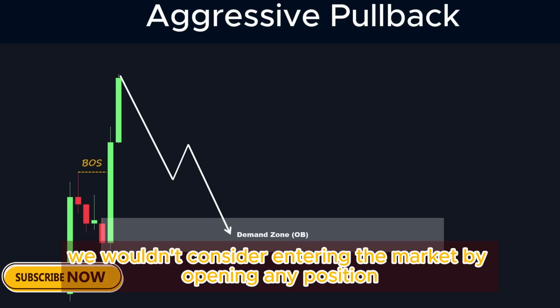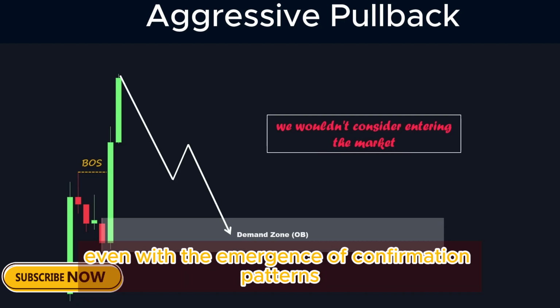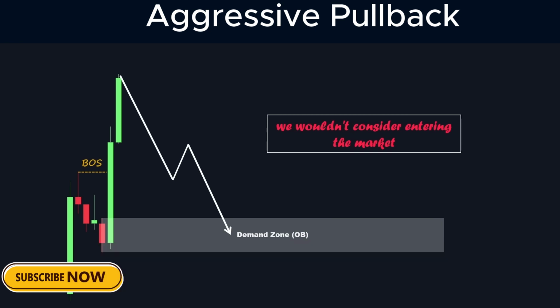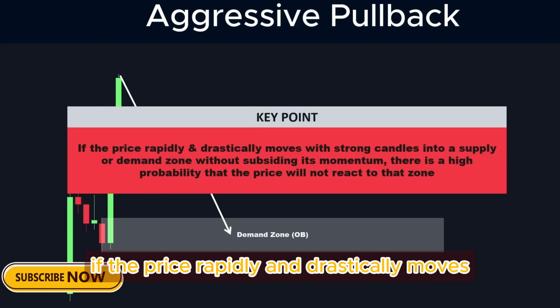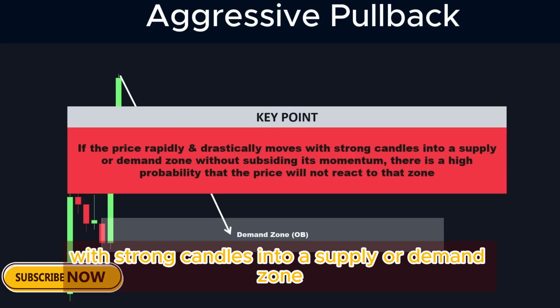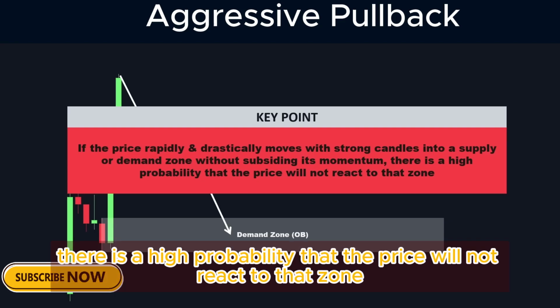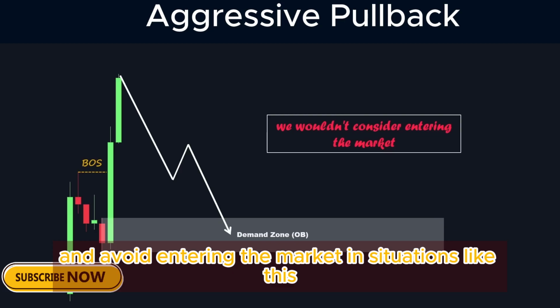In this scenario, we wouldn't consider entering the market by opening any position, even with the emergence of confirmation patterns, like the change of character or flip patterns in the lower time frame. The rationale behind this is that if the price rapidly and drastically moves with strong candles into a supply or demand zone without subsiding its momentum, there is a high probability that the price will not react to that zone. Traders need to closely monitor price behavior in such cases and avoid entering the market in situations like this.